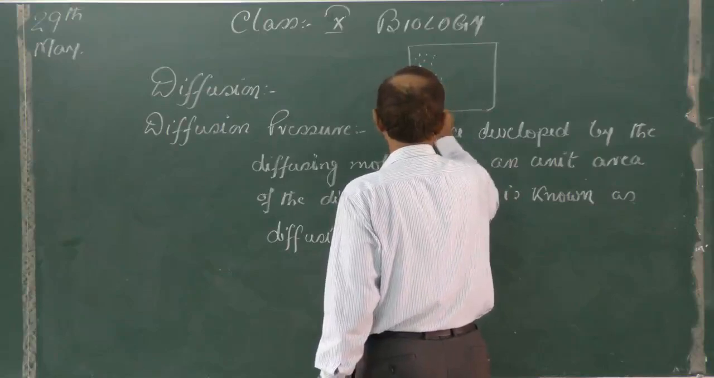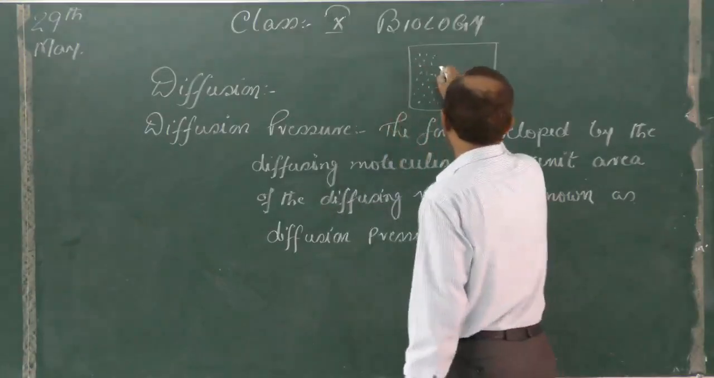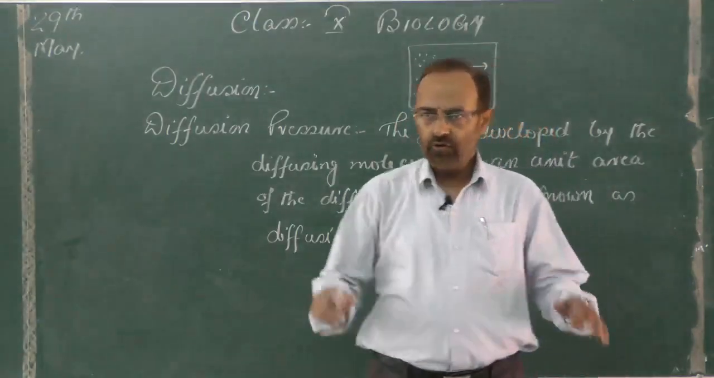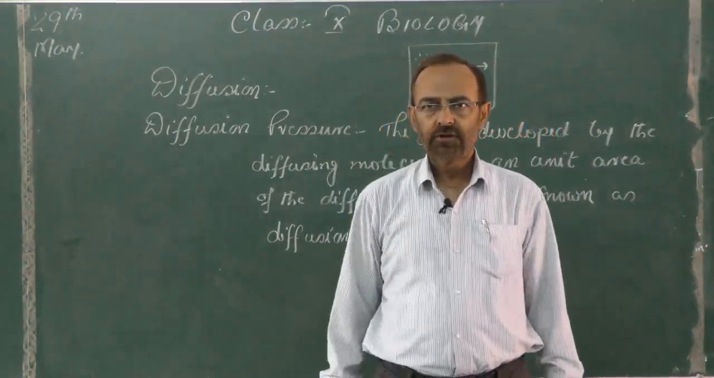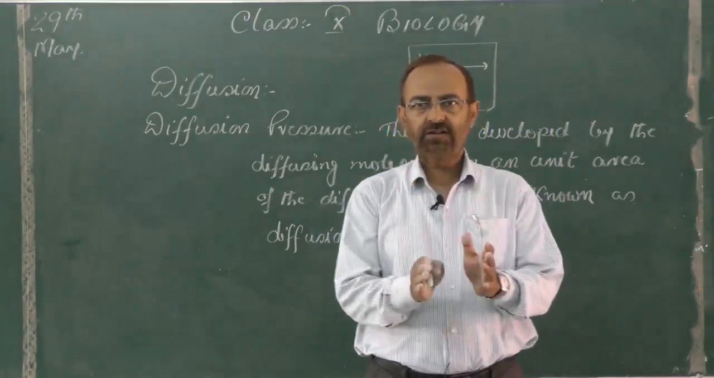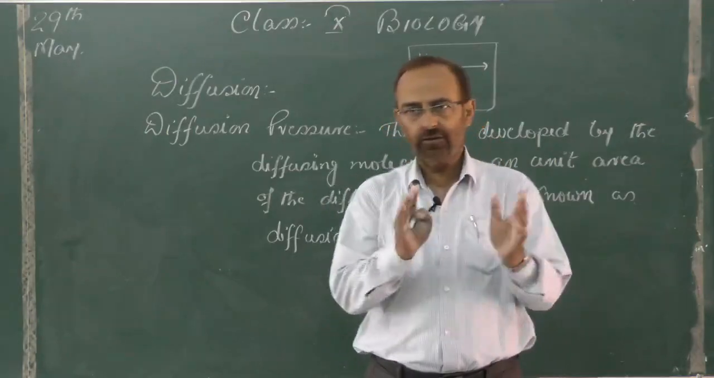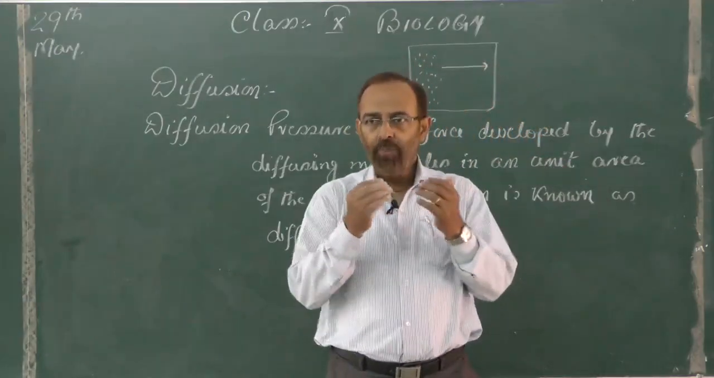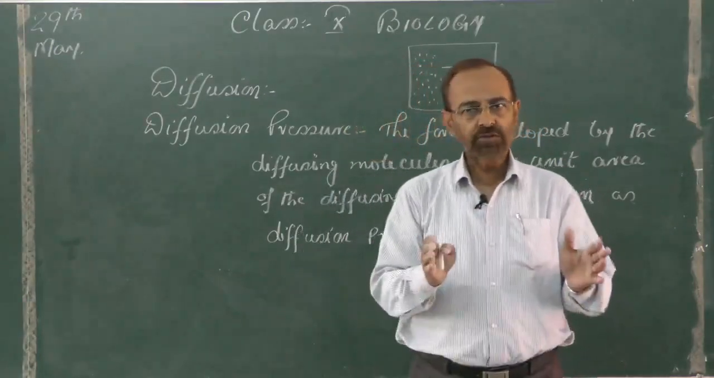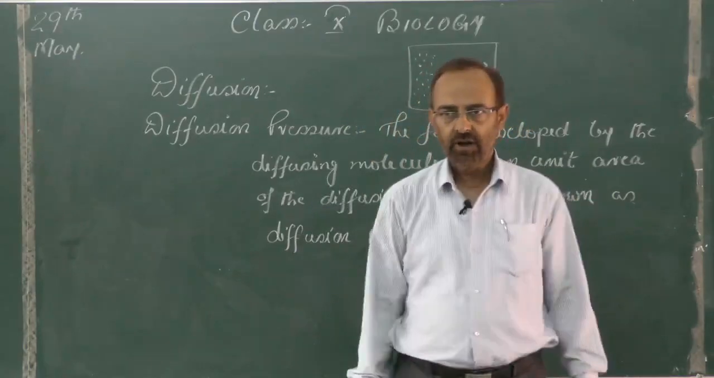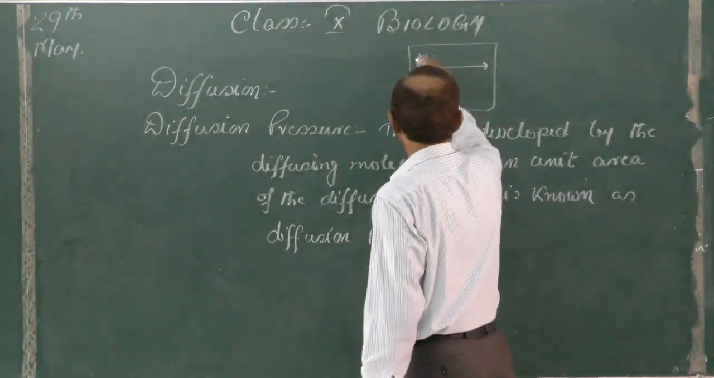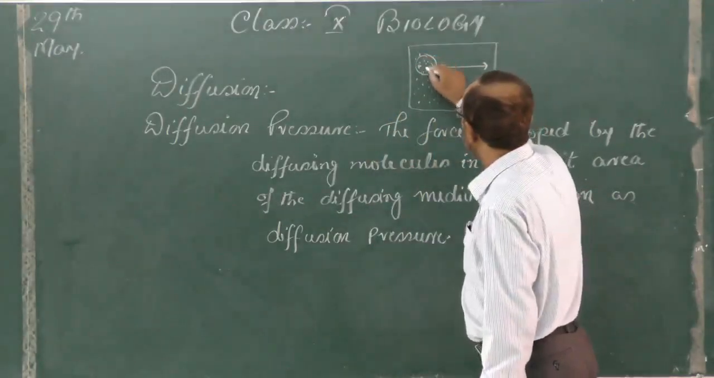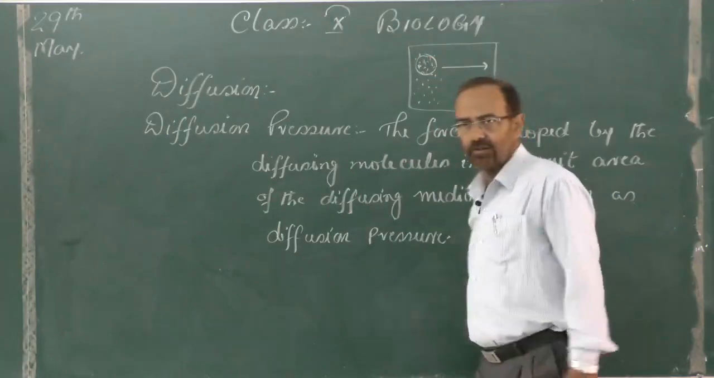Clear? And when these diffusing molecules or particles move along this direction, they need to use some force, isn't it? Unless or until a force acts on a body or a material particle, it cannot move. So definitely in the process of diffusion, where there is movement of solute molecules, some force must be acting on the solute molecules. Clear? And if we consider the force acting on unit area, like suppose in this area, there are a certain number of molecules or particles.